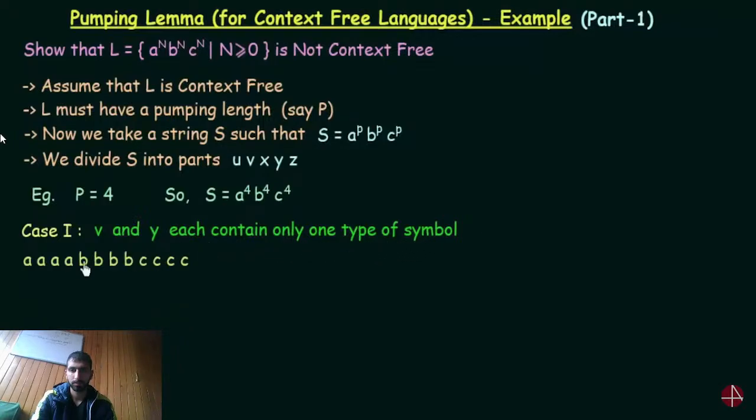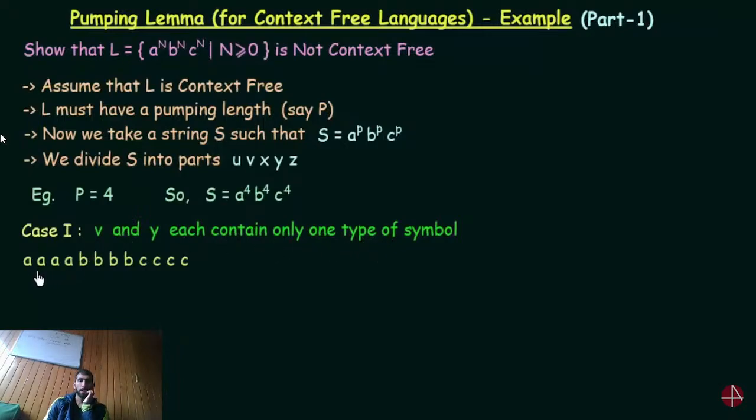So what do I mean by this? I'll show you. Here I've taken this string: A 4 times, B 4 times, and C 4 times. So this is the string that we have. Now I'm going to divide it into U, V, X, Y, and Z such that V and Y each contain only one type of symbol.